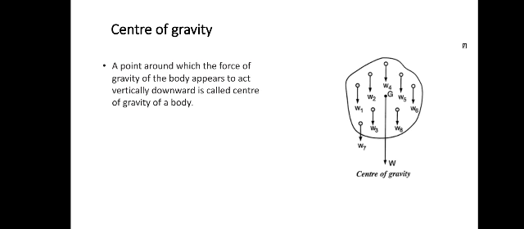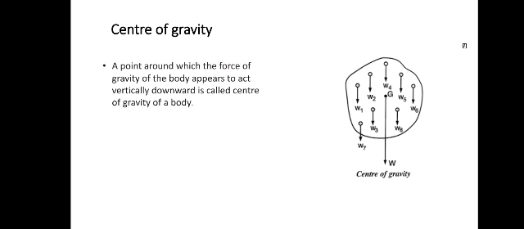For example, in this figure you can see small weights w1, w2, w3 and so on. These are small weights of the particles. Actually all matter is composed of small particles, so on each particle there acts the force of gravity, which is always in the downward direction.